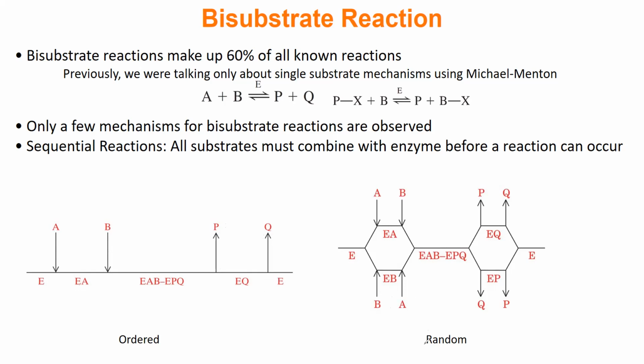Or you can have a random bisubstrate reaction. That's when it doesn't matter what comes on first. A can come on first or B can come on first. All that matters is that both substrates are there before the reaction happens, which is this middle part there. So just a few things for you to know there: know what a sequential reaction means, know what an ordered sequential reaction is, and know what a random sequential reaction is.